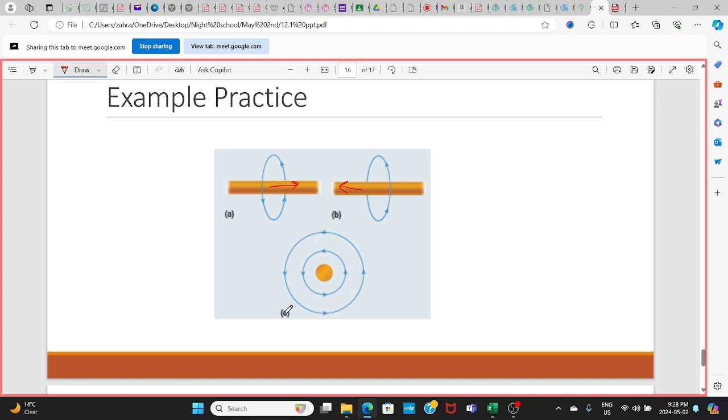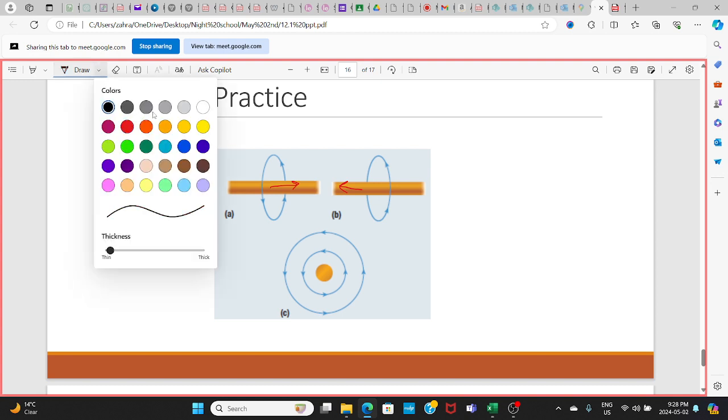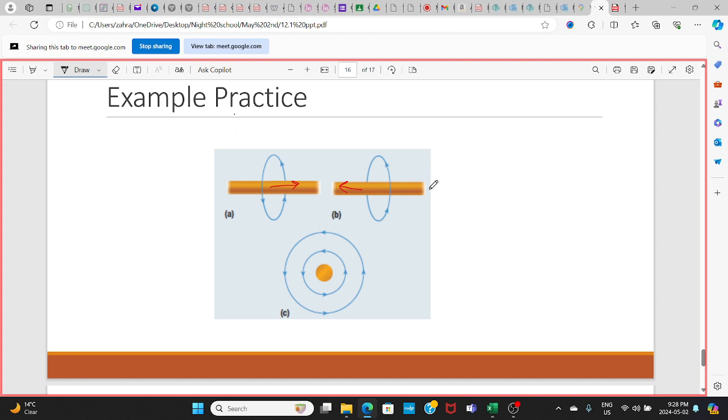Now look at picture C. Do you think the current is going to be into the page or out of the page? Part C. Into it? Okay. Is it? Yes, I think so. I need to do it. Actually, okay, let me just do that. No, actually, it's going to be out.